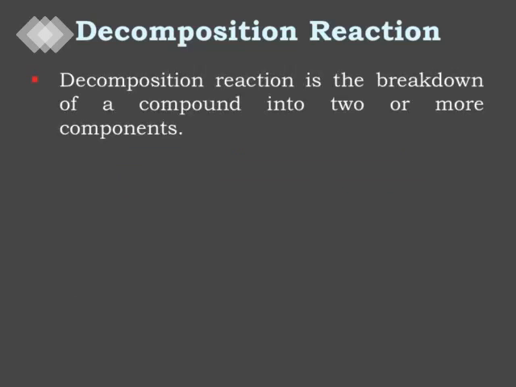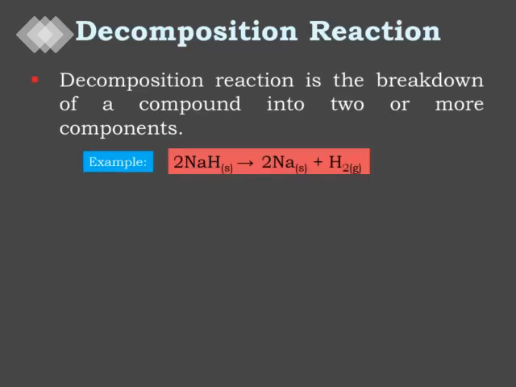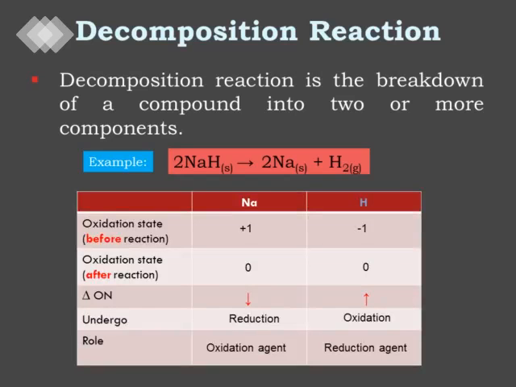A decomposition reaction is the breakdown of a compound into 2 or more components. Example, the decomposition of NaH into Na and hydrogen gas. In this reaction, the hydrogen atom is oxidized and acts as the reducing agent. On the other hand, nitrogen is being reduced and acts as the oxidizing agent.